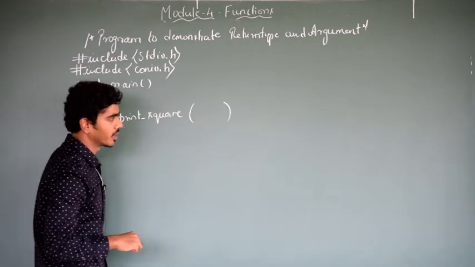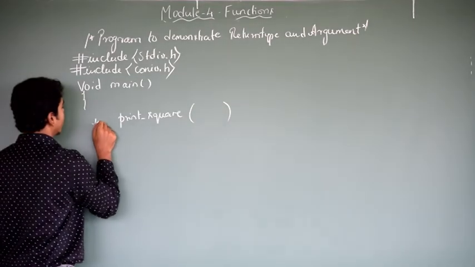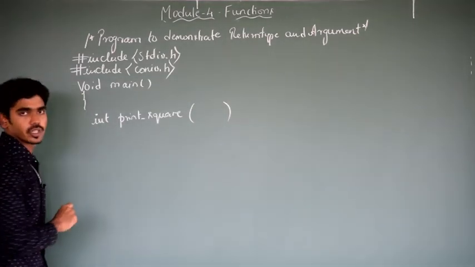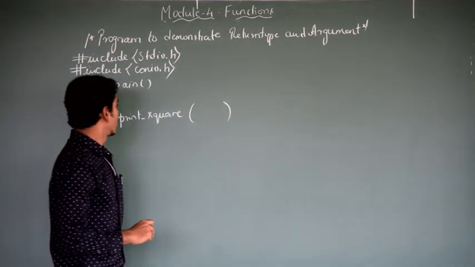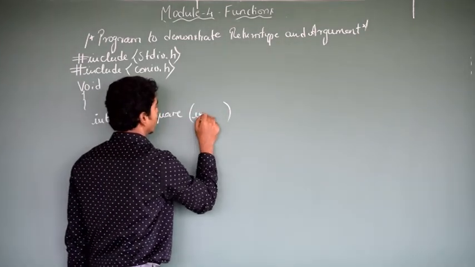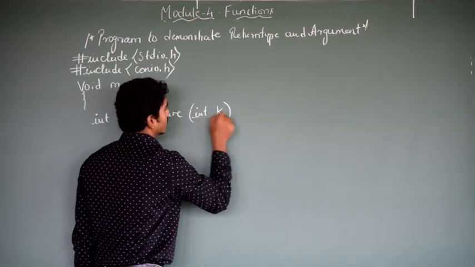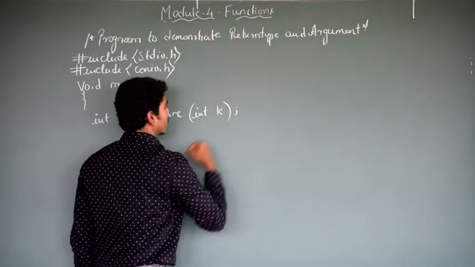with an argument here. So since it is going to be a function with a return type, let me return a value of type integer, and this program is going to have an argument of type int. Let's take it as k. Yes, this is the function prototype.